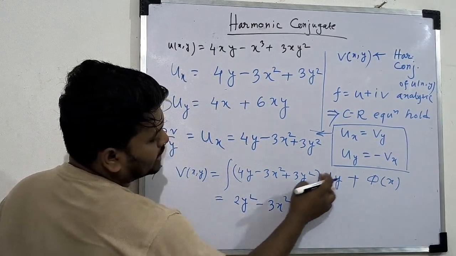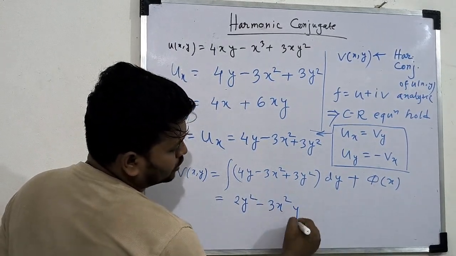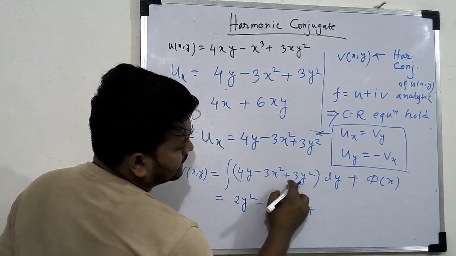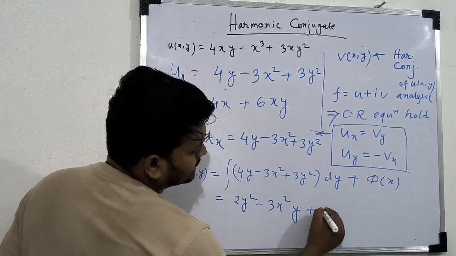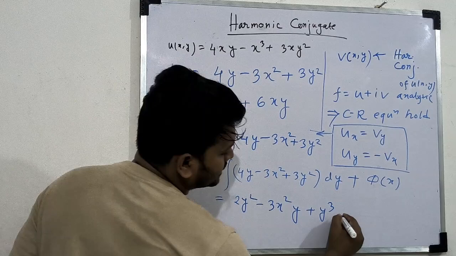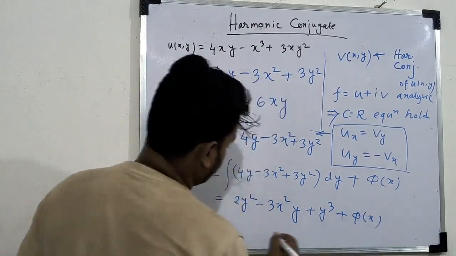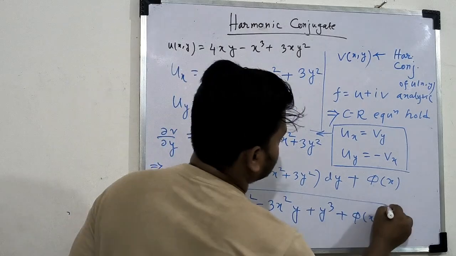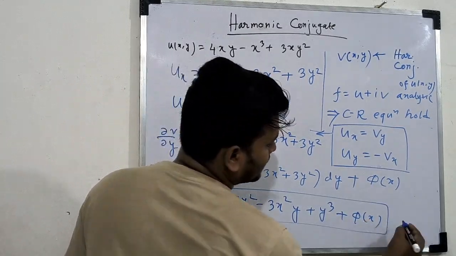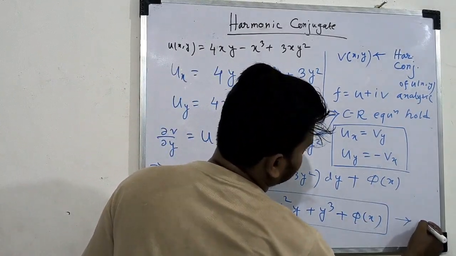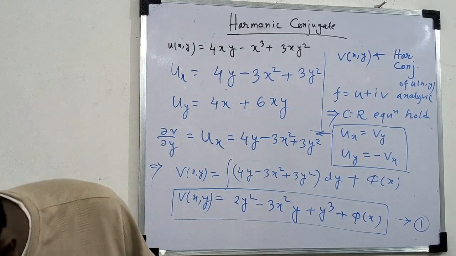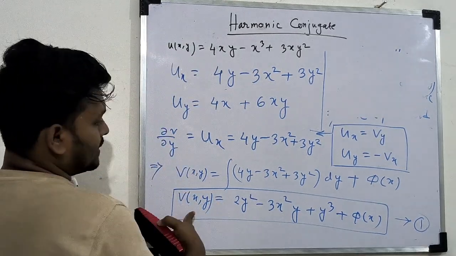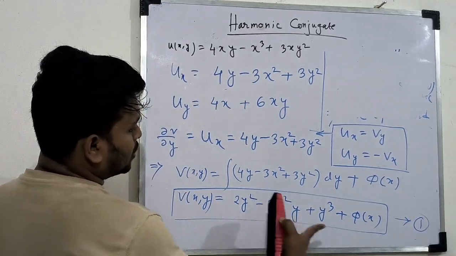So with respect to y, x is constant, so this will be y, plus 3y cube by 3, that is y cube, plus 5x. So we get v(x,y) equal to this. Now we have to find phi of x.